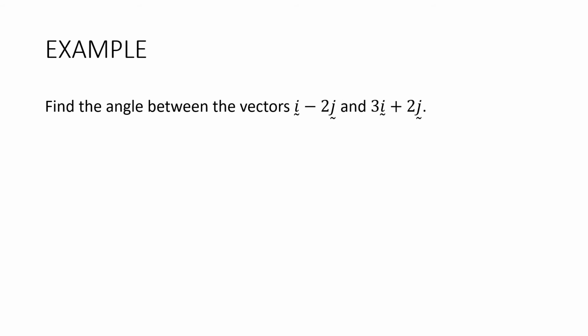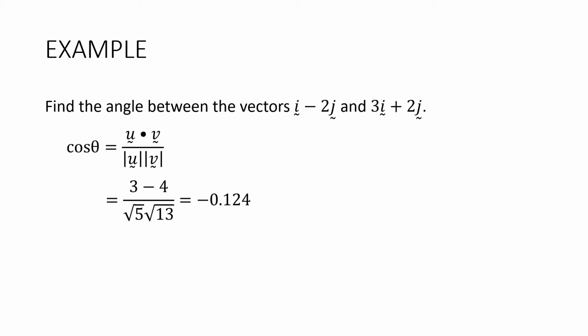Let's try an example. Find the angle between the vectors i take away 2j and 3i plus 2j. So here's our formula. On top, we want the dot product. That's going to be 1 times 3 plus negative 2 times 2. And on the bottom, we want the magnitude of u. That's the square root of 1 squared plus negative 2 all squared. And the magnitude of v, which is the square root of 3 squared plus 2 squared.